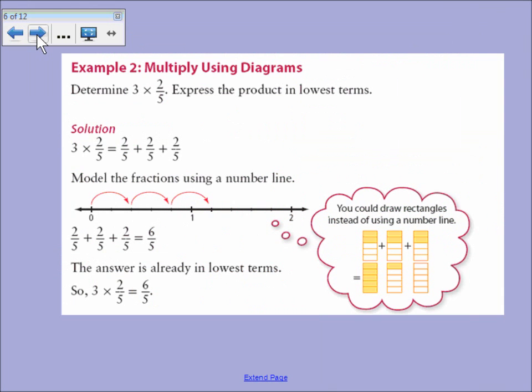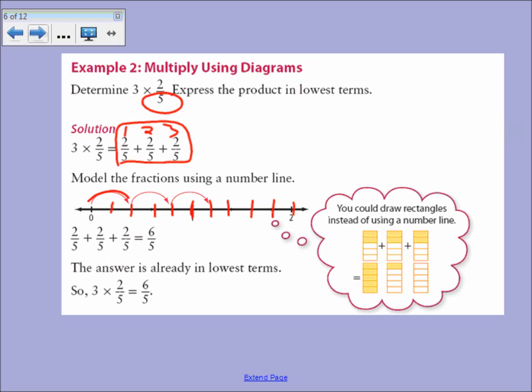Example 2, multiply using diagrams. Determine 3 times 2/5. So 2/5 plus 2/5 plus 2/5. There's 3 of them because we multiply by 3. Model the fraction using a number line. So when we take a number line, we split this into 1, 2, 3, 4, 5 different parts. And we continue to do that for each number because we're multiplying by fifths. So we move by 2/5.